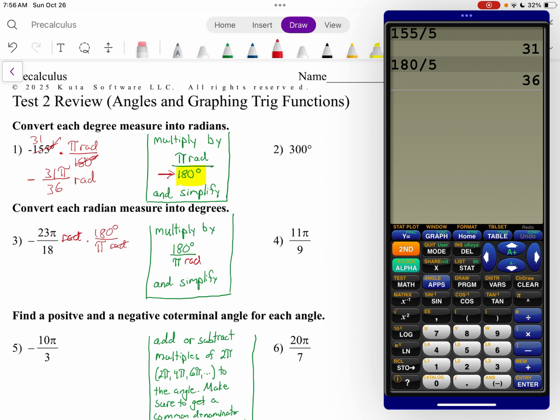Again, dimensionless, so we don't need to do that, but pi cancels with pi. This is a nice easy cancel here. 18 goes into 18 once, and 18 goes into 180 10 times. And then we multiply across, and we see we have negative 230 degrees. It's kind of small here, but degrees is still there.